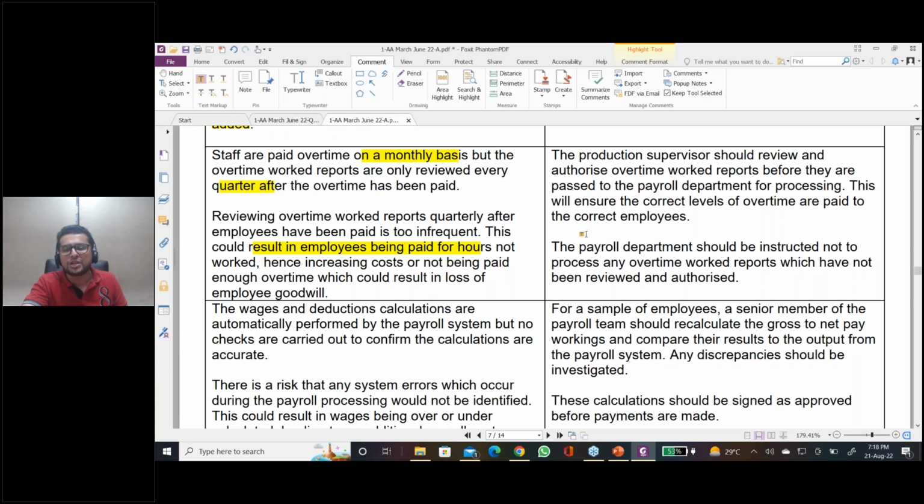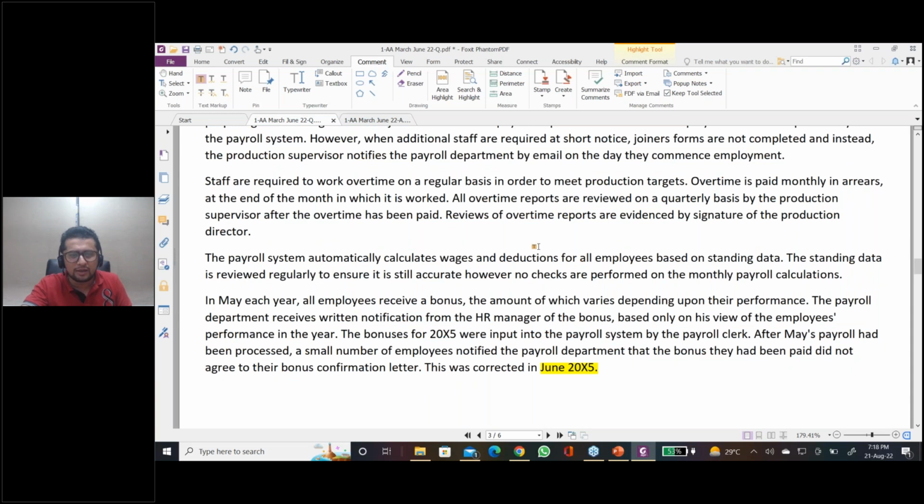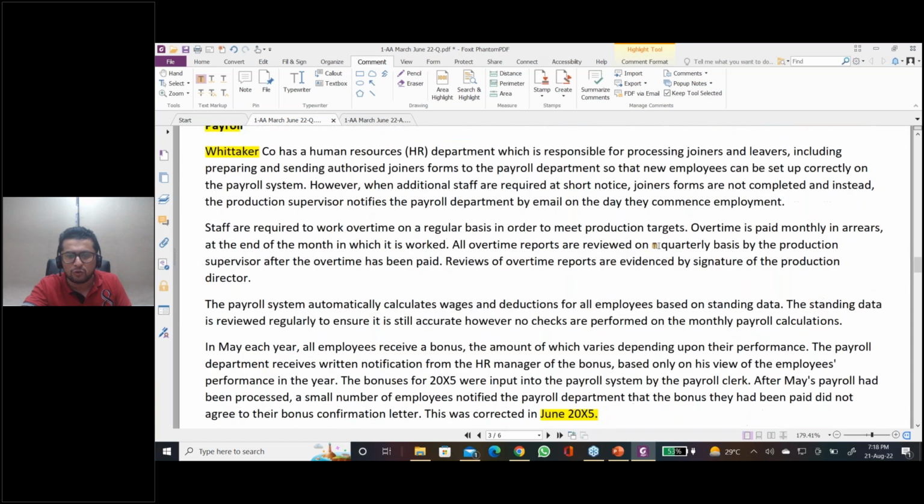What should be the recommendation? The production supervisor should review and authorize the overtime work reports before they are processed to the payroll department. They should make sure that all the reports are reviewed and authorized before the payment has been made, so that the correct amount is paid to the employees. Okay, so we have identified two deficiencies so far. Joiner forms are not completed, and overtime is not reviewed on a quarterly basis.